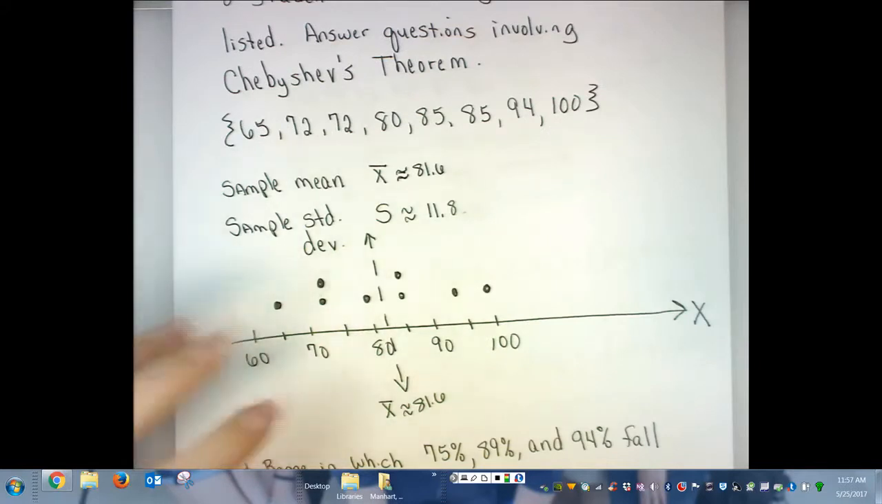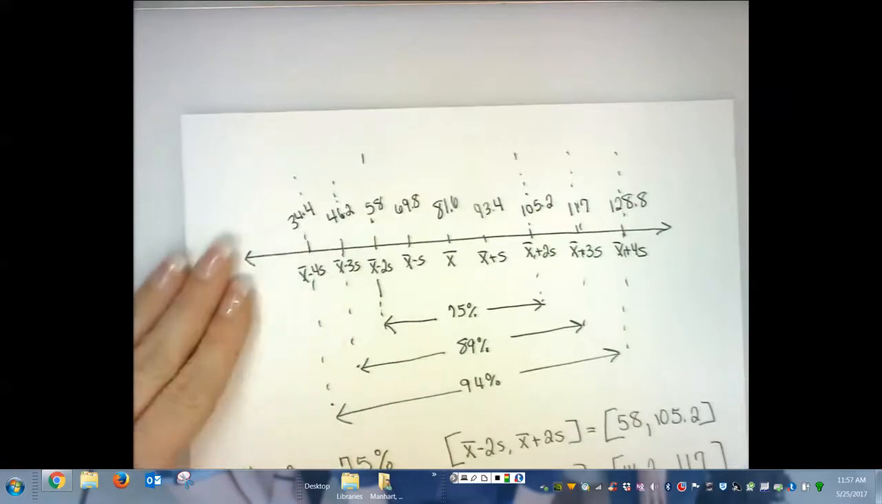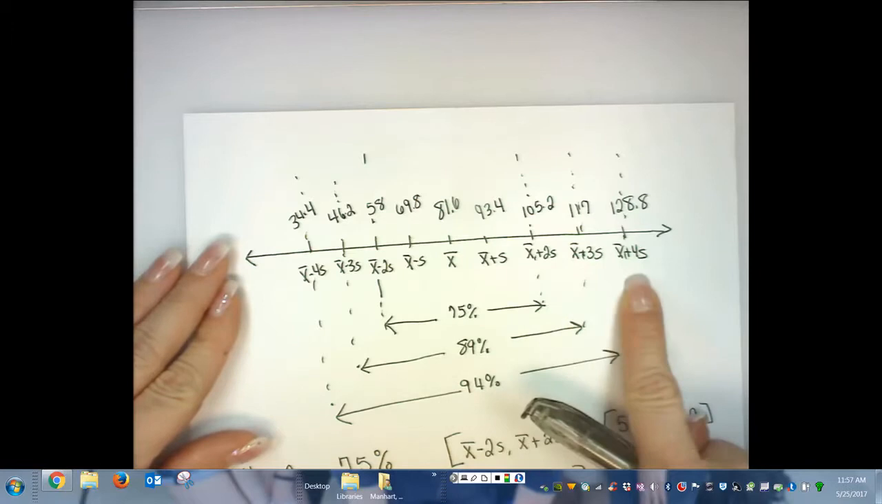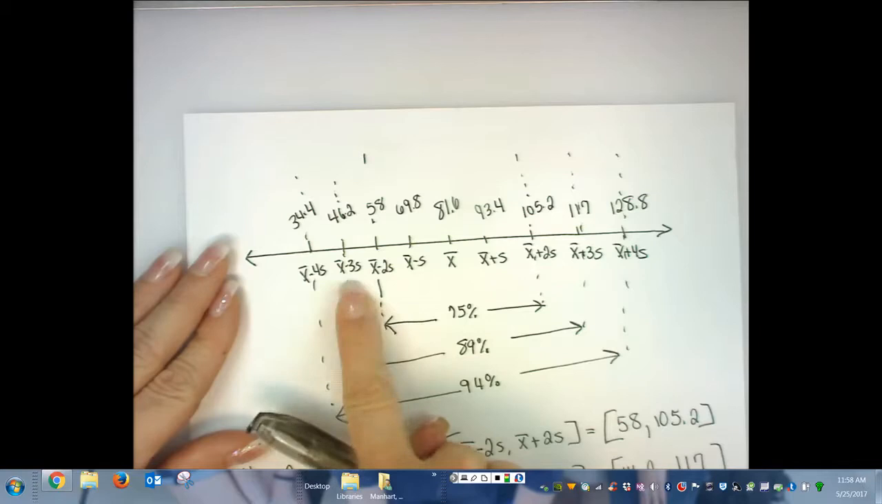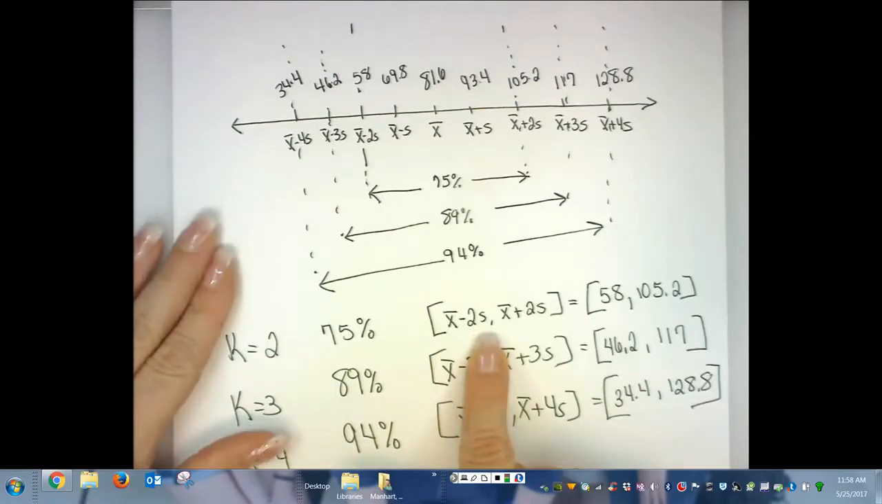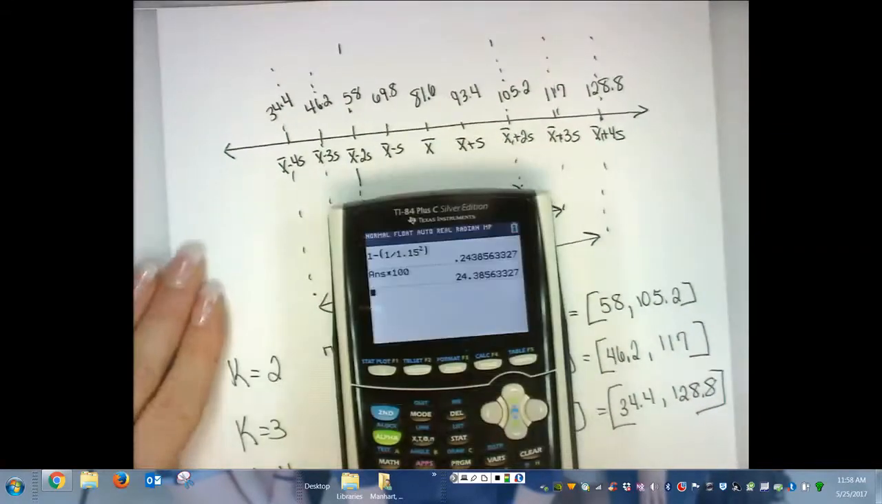The question here, though, is to find the range in which at least 75%, 89%, and 94% of the values will fall according to Chebyshev. So I'll do that here. I wrote an axis with x bar plus s, x bar plus 2s, x bar plus 3s, and x bar plus 4s. I did the same thing on the other side: minus 1, minus 2, minus 3, minus 4. And I found those numbers using my mean of 81.6 and my standard deviation of 11.8. Another thing you could do easily on the calculator, which would help you fill in these numbers very quickly, is this.